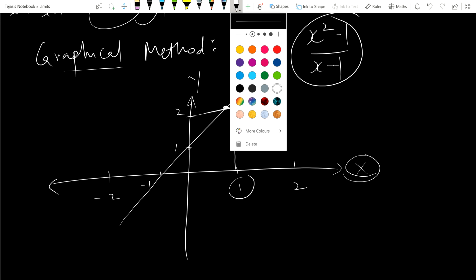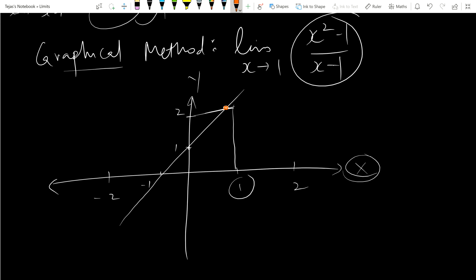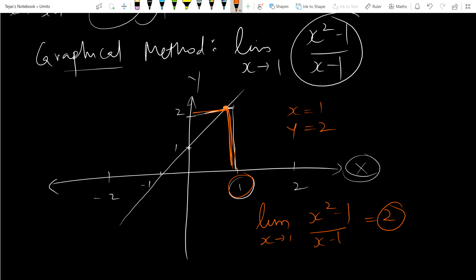I'll show you. It would actually go here, and it will show us that when we put x equals to 1, y is equal to 2. So from the graphical method you can find that the limit of this function is also 2. You can find this graph by Google graph of this function. You write this function over there, you get the graph of it.